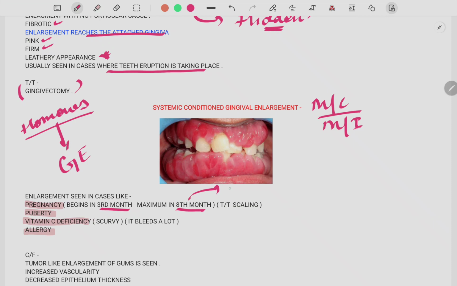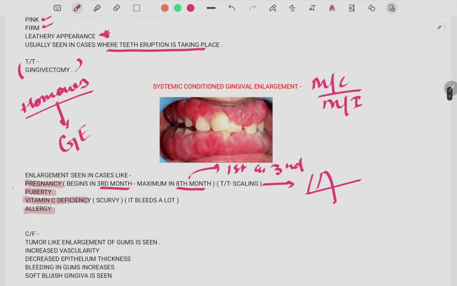Now in the first trimester and in the third trimester, you know that surgically treating something is very difficult and is almost contraindicated. So we will go with simple scaling, and that too the scaling will be done in short appointments. So for example, in one appointment only one quadrant will be covered.